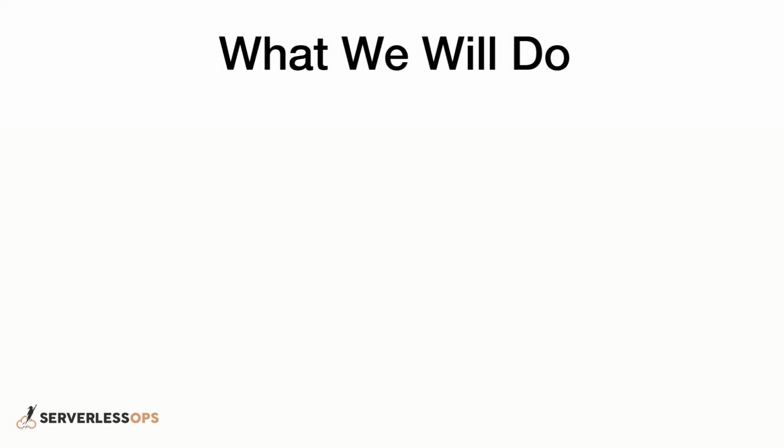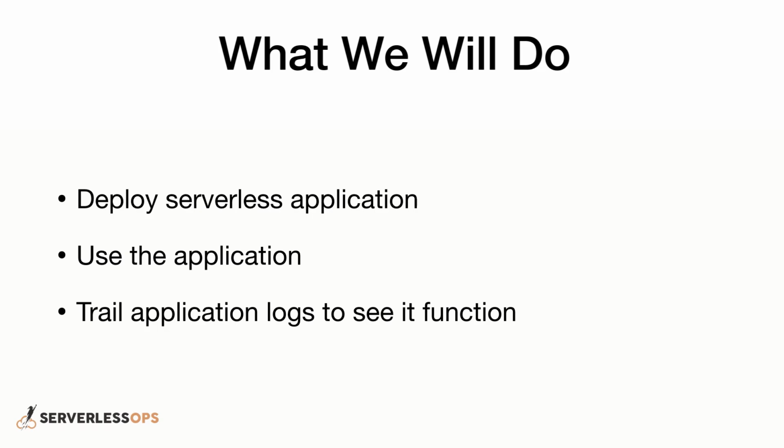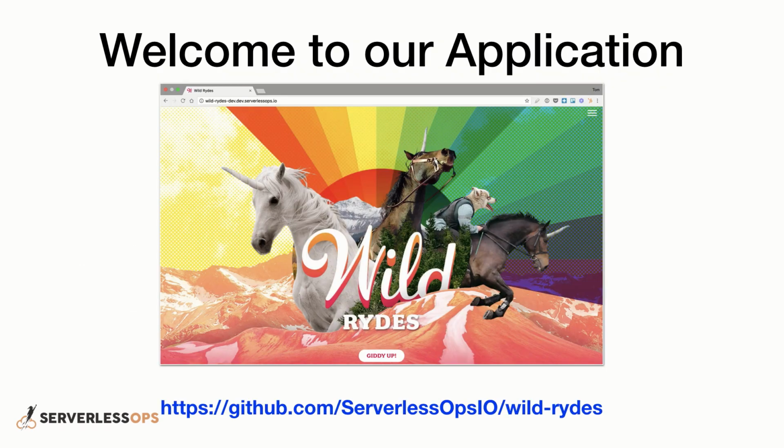To achieve our objectives, what we will do is deploy a serverless application, use the application, and trail application logs to see it function. Our application is called Wild Rides. It's a ride request service that sees beyond taxis, autonomous vehicles, and scooters and uses unicorns instead. The code for this is available on GitHub.